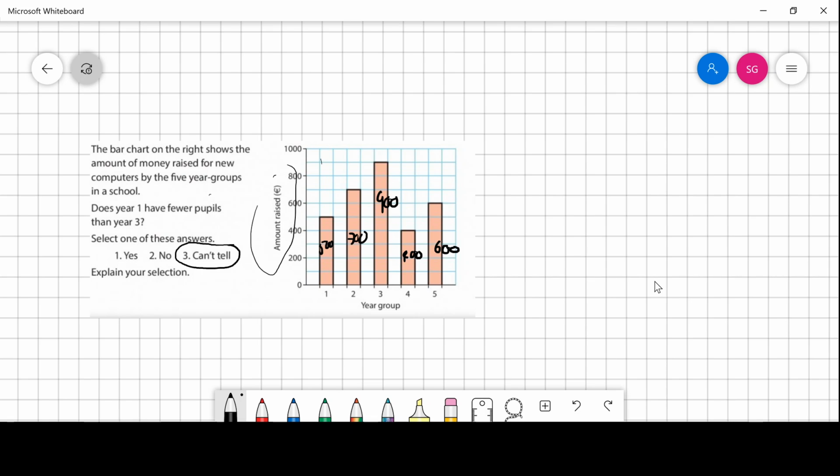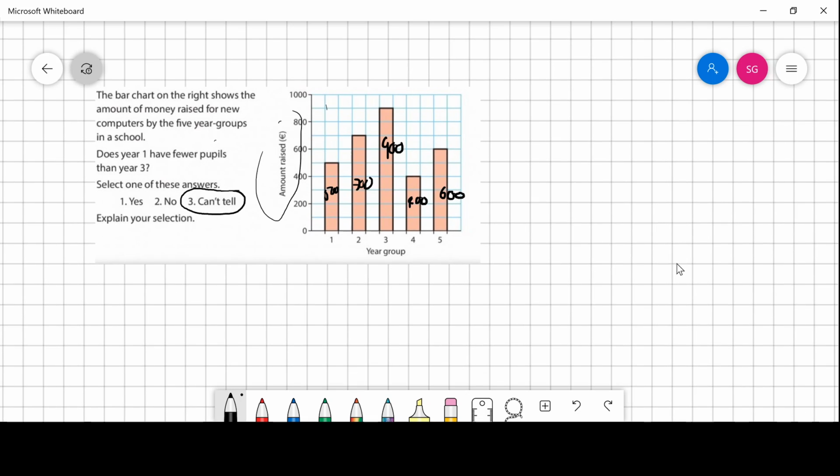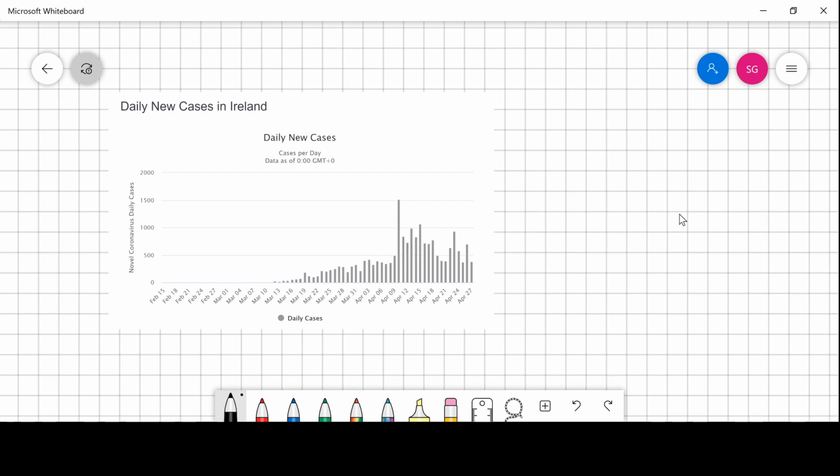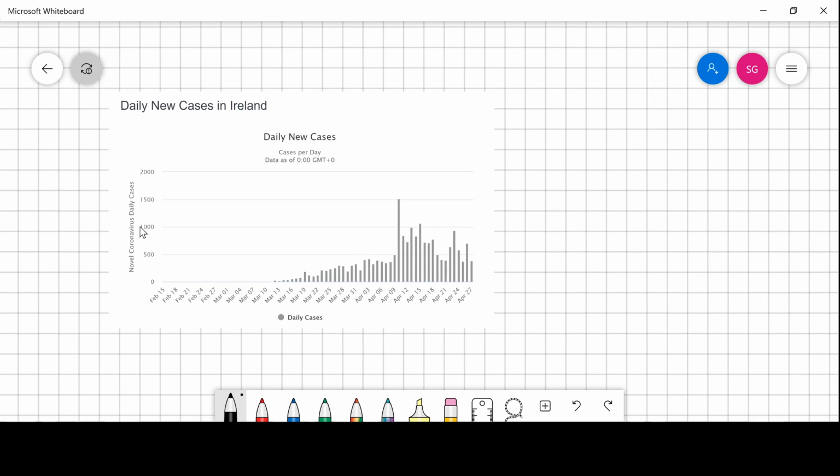And an example of this, I'm going to scroll down a little bit and show you a bar chart that I look at nearly every day. This is an old one. This is daily new cases in Ireland. You can probably figure out daily new cases of what.